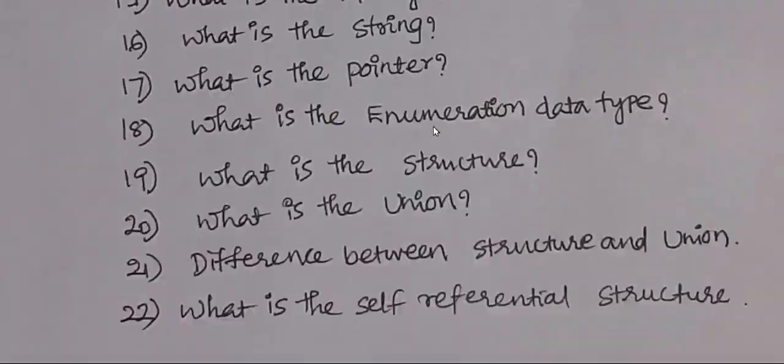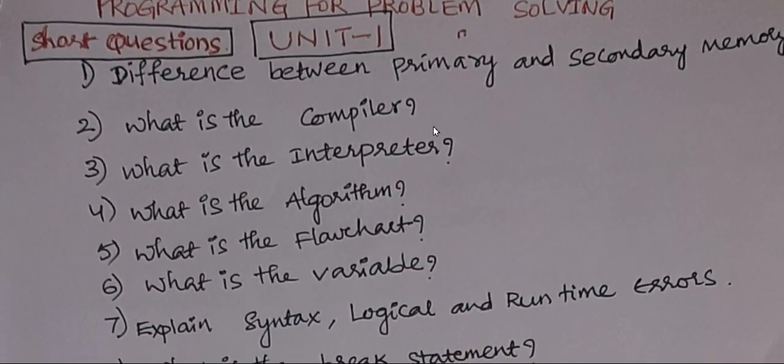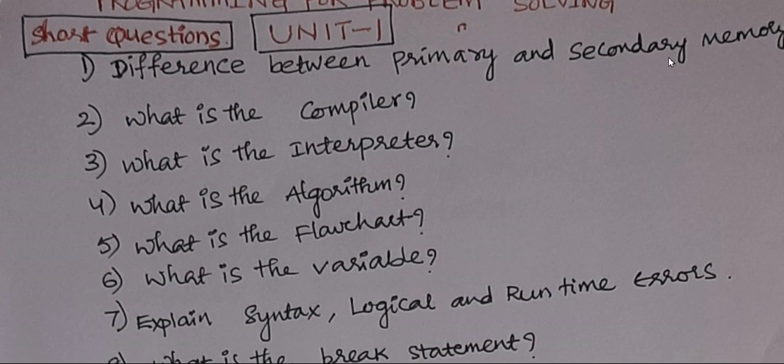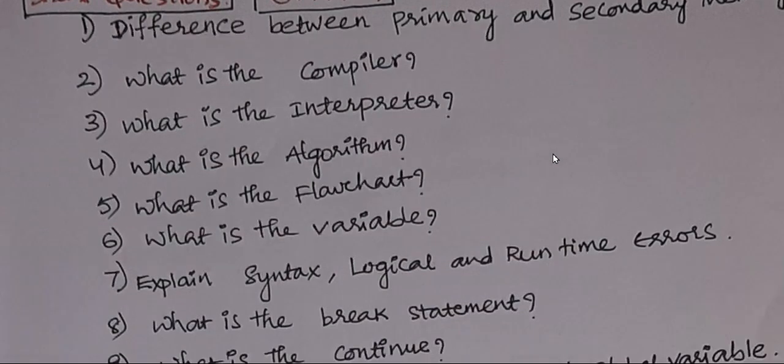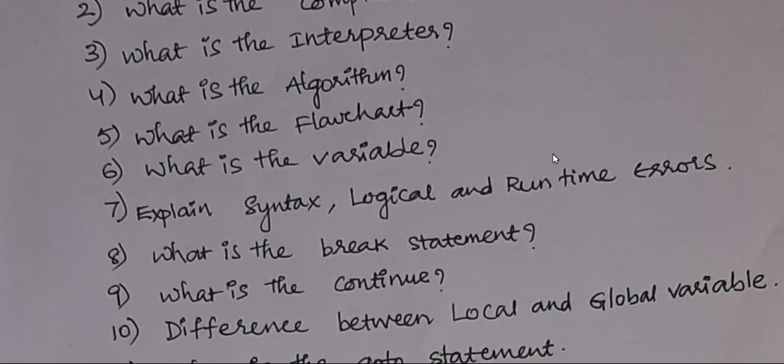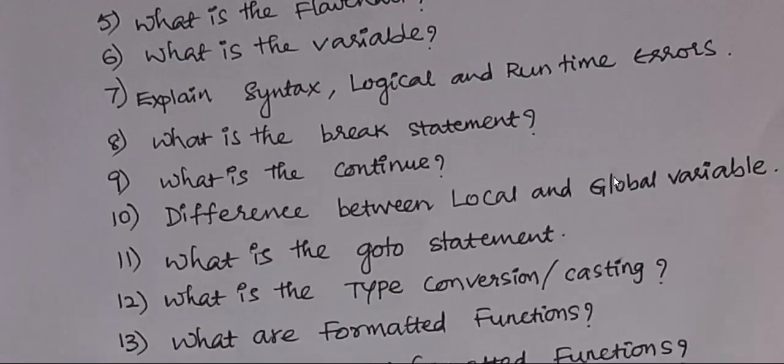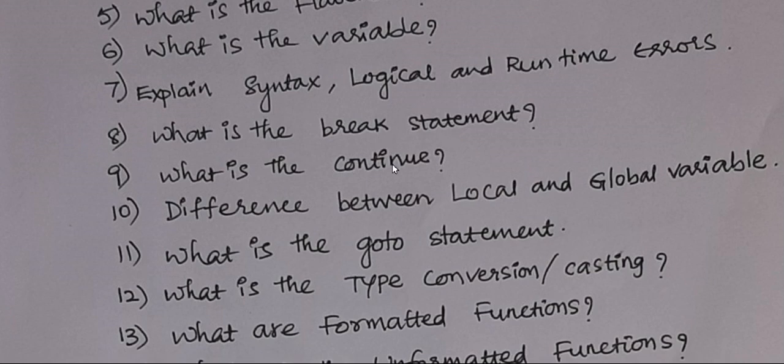Okay, you see here from first unit, unit 1, primary and secondary memory. Next, compiler. Next, interpreter. Next, sometimes they will ask what are the computer languages. Low level language, high level language, middle level language. What's the algorithm? What's the flowchart? Variable, syntax errors, logical errors, runtime errors. Next, break statement, continue statement.